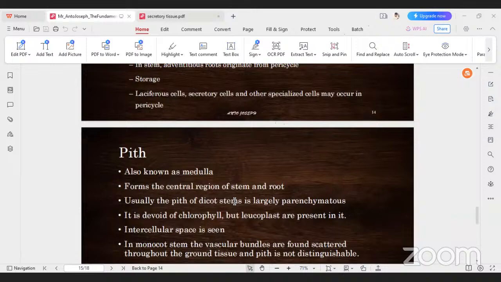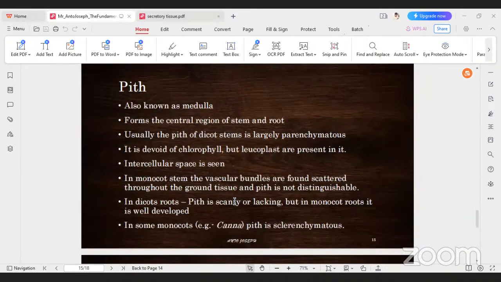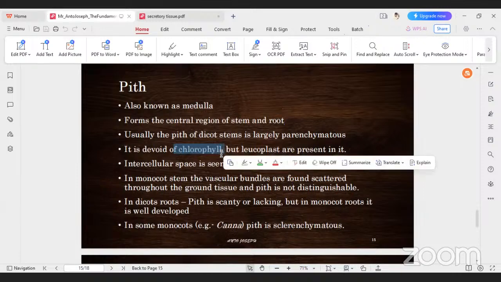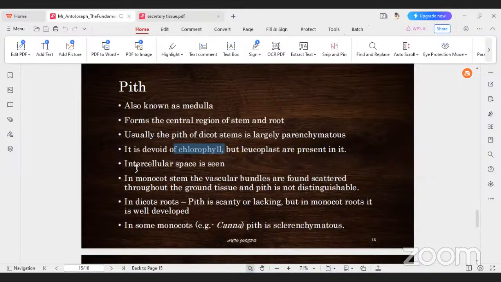And pith, it is also called medulla, the central region in stem and root. Usually the pith in dicot stem is largely parenchymatous. There is no chlorophyll, but leucoplasts are present in it. Remember, chlorophyll is present only in the cortex region. No chlorophyll in pericycle, no chlorophyll in endodermis, none in medulla.